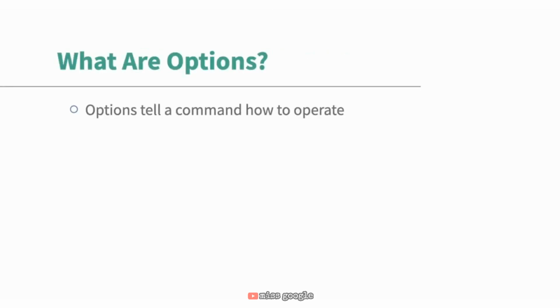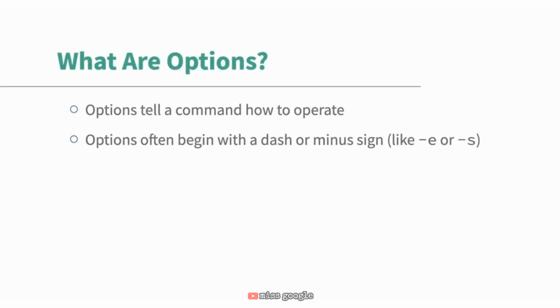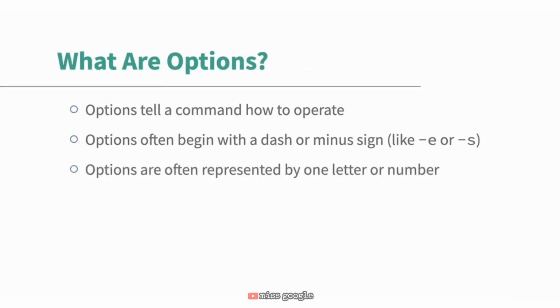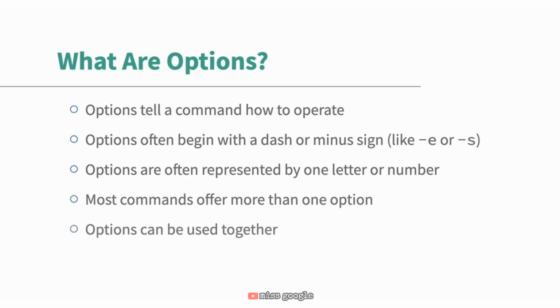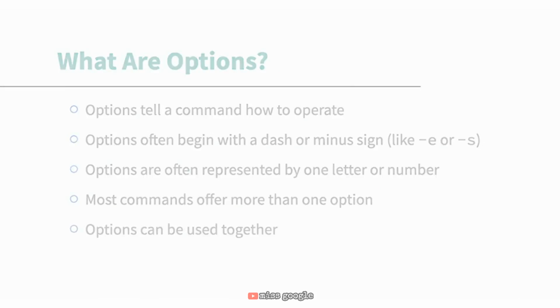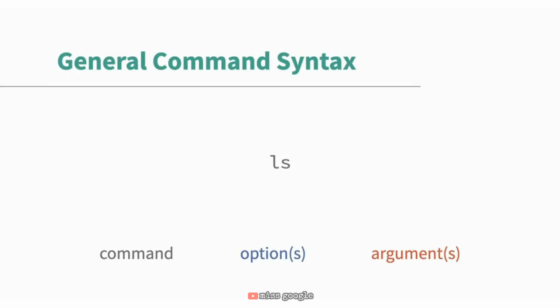In many cases, these options start with a dash or minus sign, and are usually represented by one letter or number. Most commands offer more than one option, and when we need to use more than one, we can list them individually. For example, starting with just the ls command, I can add an option -l, which tells the ls command to show me a long listing of the files in a directory rather than a shorter one. That means it shows more details about files, as we'll see shortly.